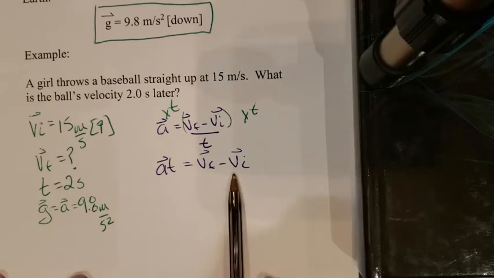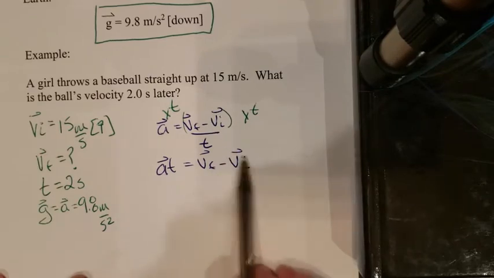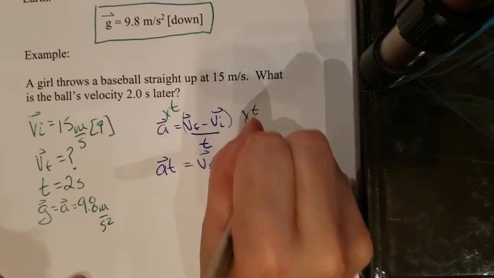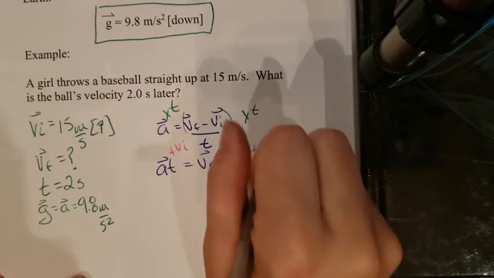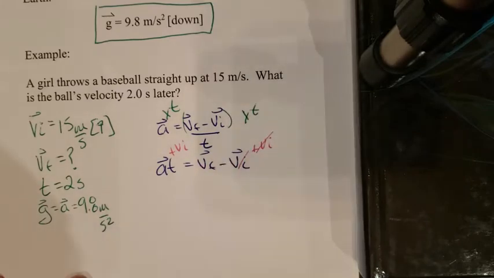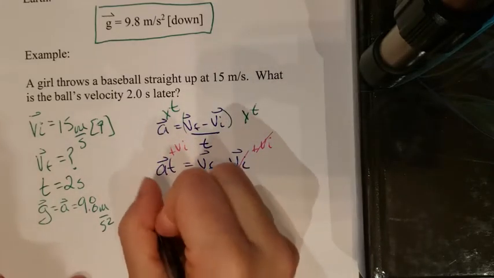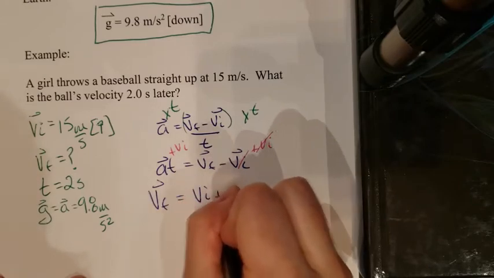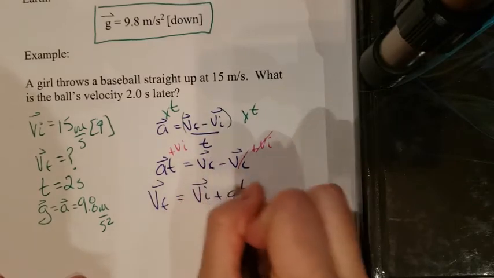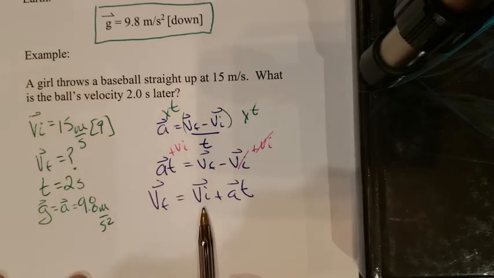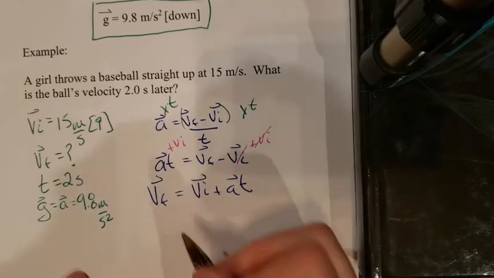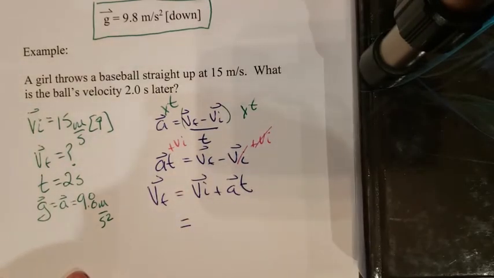Now to get VF all alone, I have this minus VI. The opposite of minus VI would be to add VI. So the VI's cancel, and I'm left with VF is equal to VI plus AT. I could have written AT plus VI. It makes no difference. It's like saying 2 plus 3 or 3 plus 2. You're always going to get 5. Next thing we do is we plug in our information.